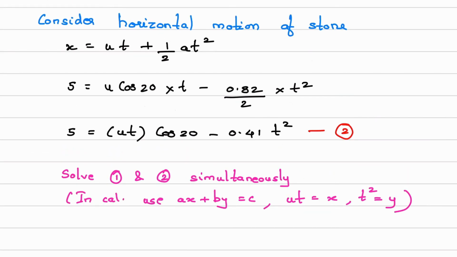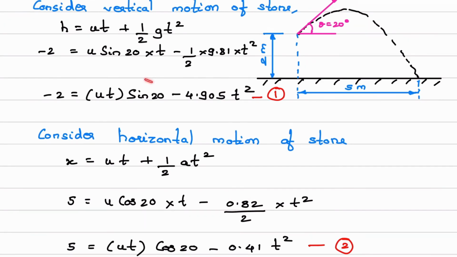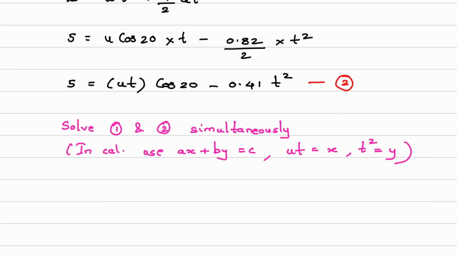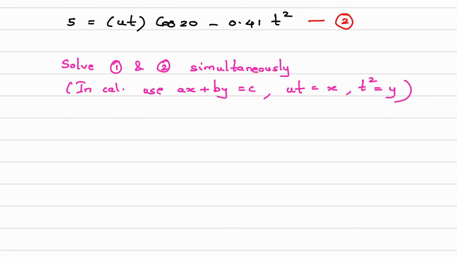Then this will be a and this is x, and this one is b and this one is y. The same way you have to apply it for the other equation and solve on the calculator. So finally you can calculate the answer; you will get x and y. We have considered x as ut and y as t square.